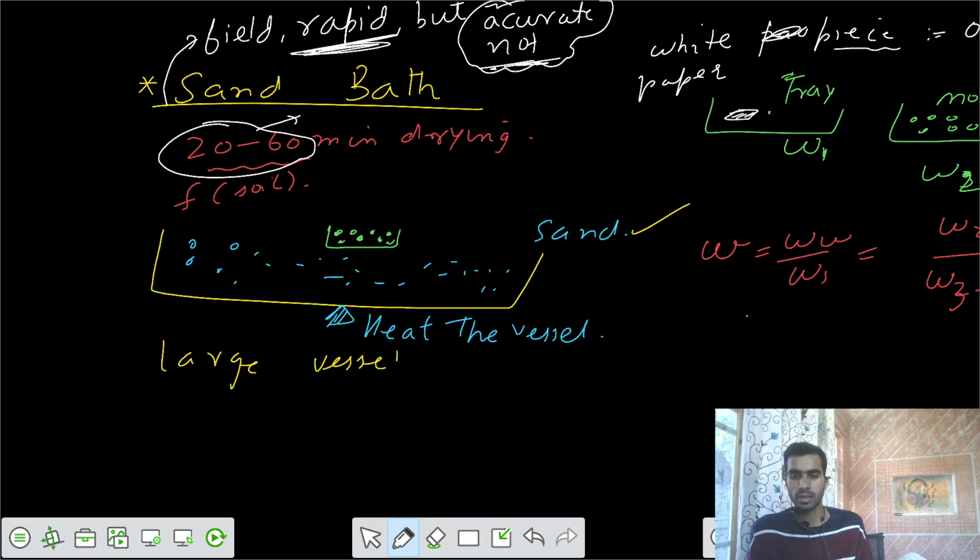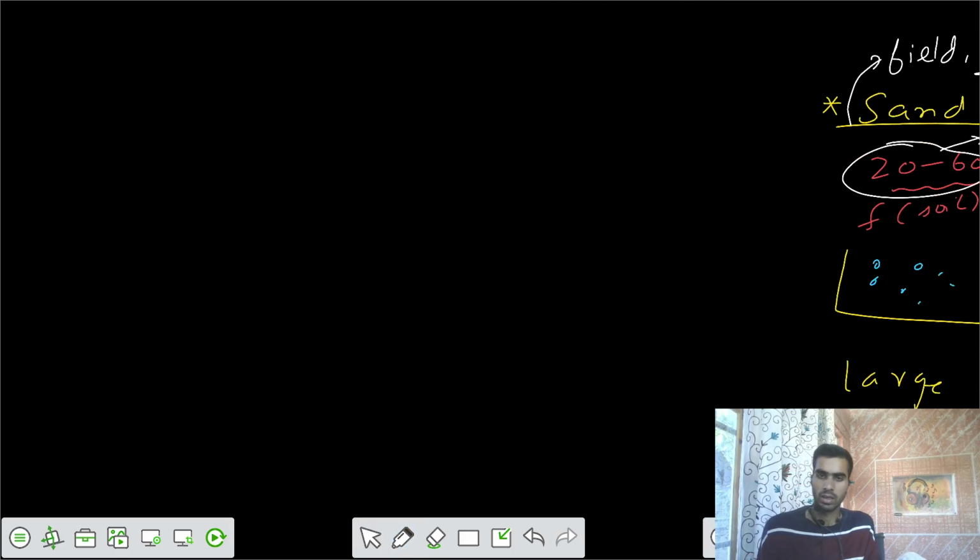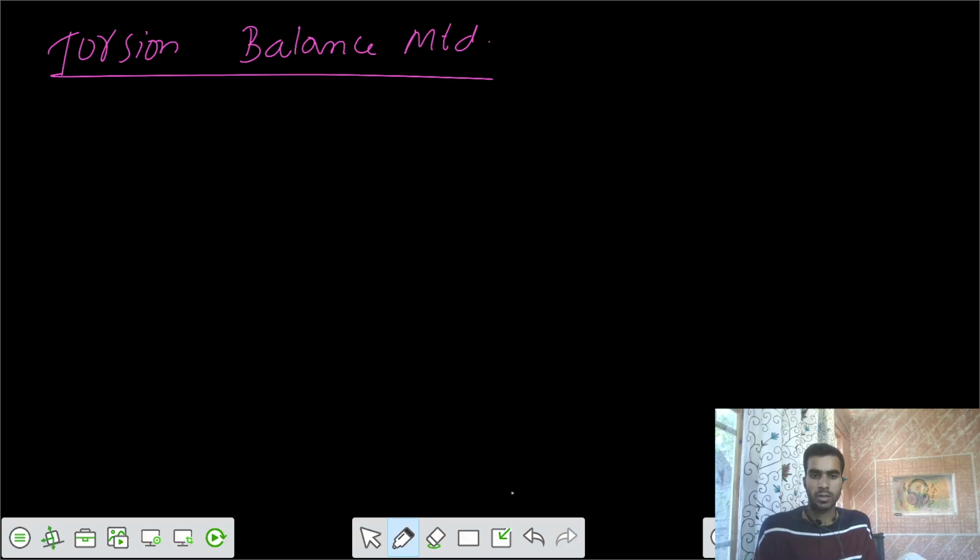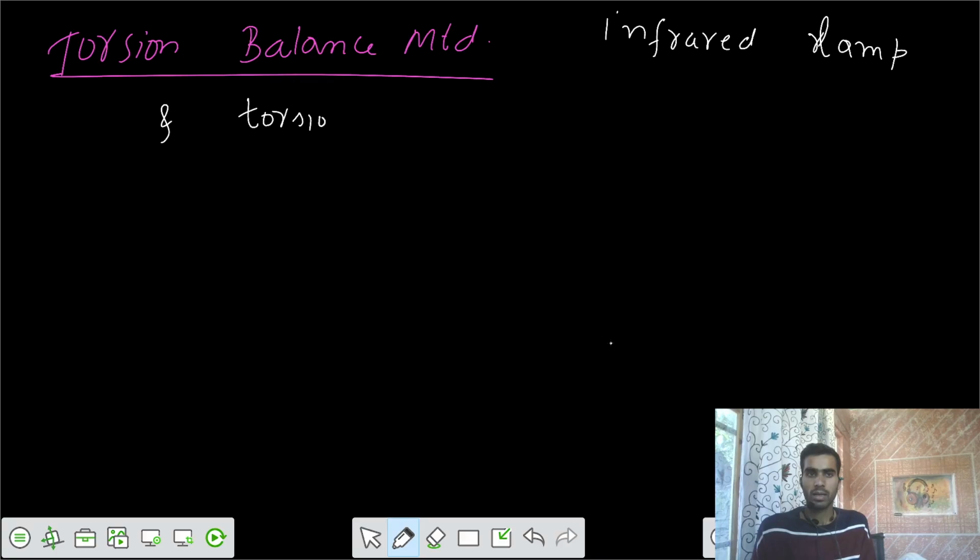Now the fourth method is the torsion balance method. In this one we have two pieces of equipment. One is called an infrared lamp, and one more is called a torsion balance moisture meter.